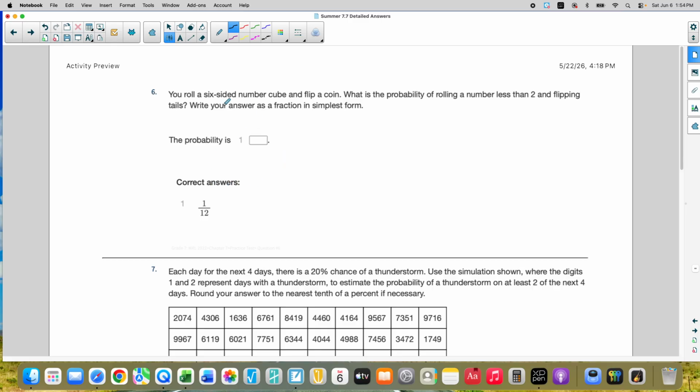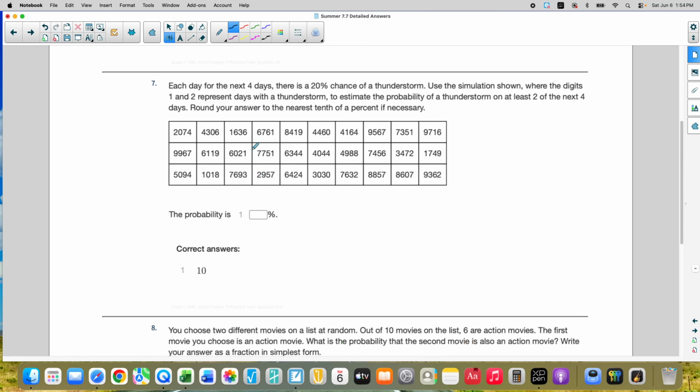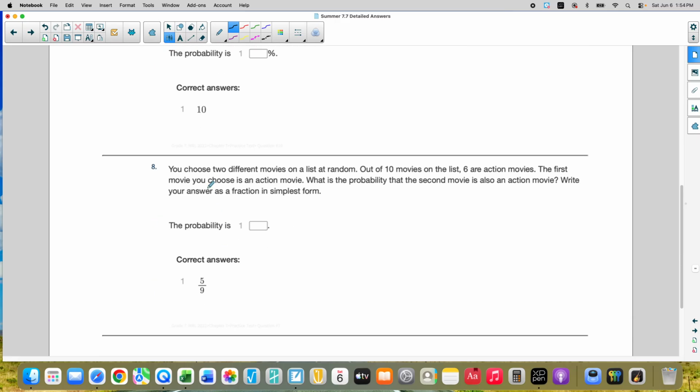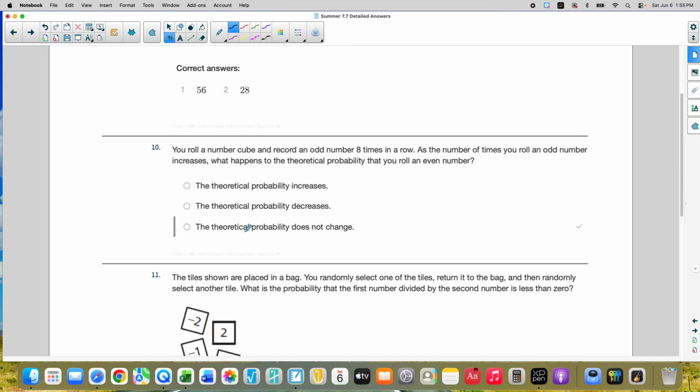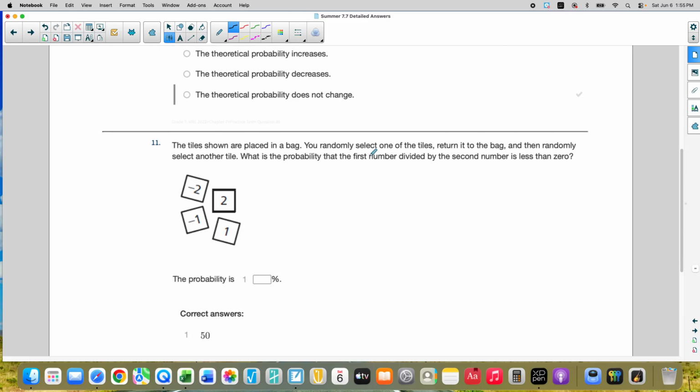The probability, 6 number coin. Yeah, so it's 1 of 6 times 1 of 2, which is 1/12. And then we know about 7 is 10%. 8, 2 different movies. Yep. So when we remove one of the action movies, you also remove one of the lists. So it goes from 5/9. 28 mystery boxes and twice as many. So 56 stuffed animals. Theoretical probability doesn't change, because you're not changing the successful outcomes and the possible outcomes.